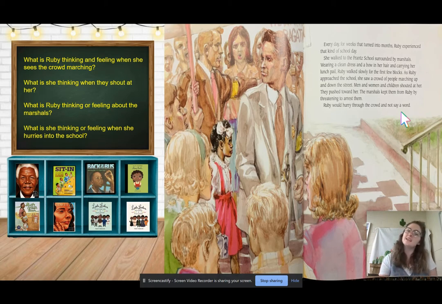And what do you think Ruby was thinking or feeling once she got into the building, once she got into the school? What do you think she was thinking or feeling once she was hurried into the school building? Tell me in the puzzle. She was probably feeling relief.